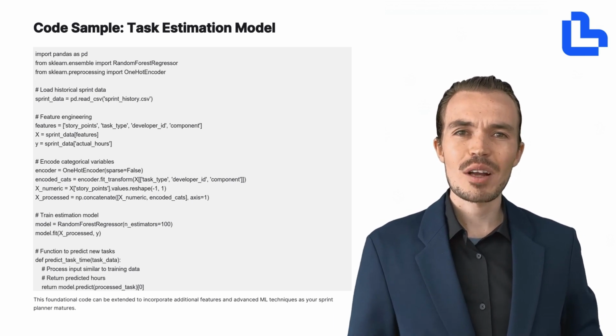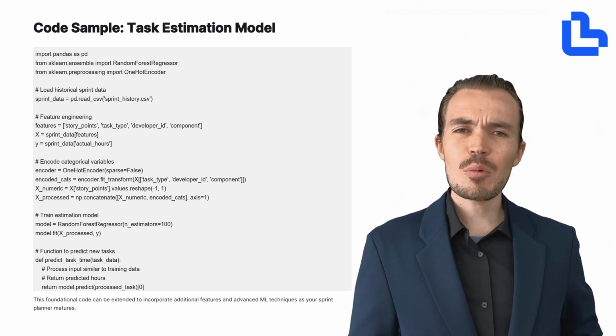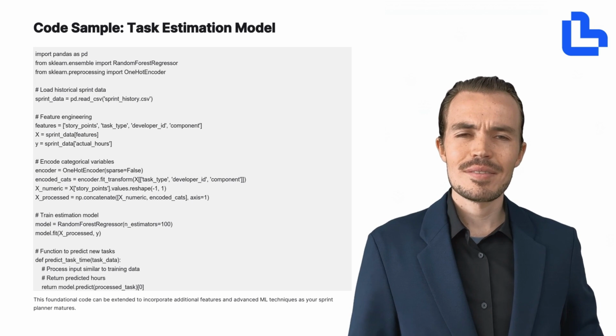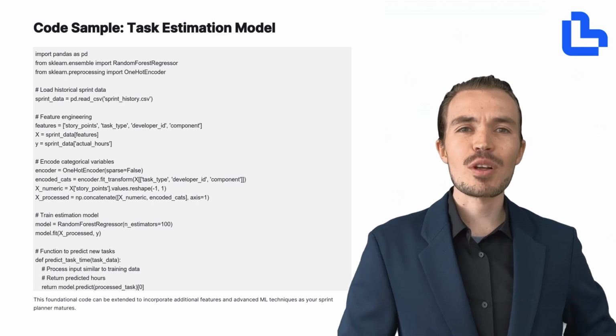The categorical variables are encoded using one-hot encoding, and the data is then processed and used to train a random forest regressor model. The slide also includes a function to predict the time required for a new task by processing the input data in a similar way to the training data. This foundational code can be extended with additional features and advanced ML techniques as the sprint planner matures.